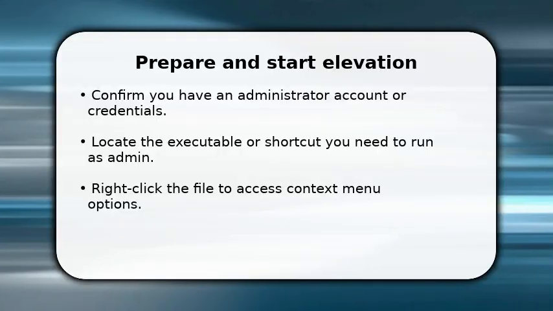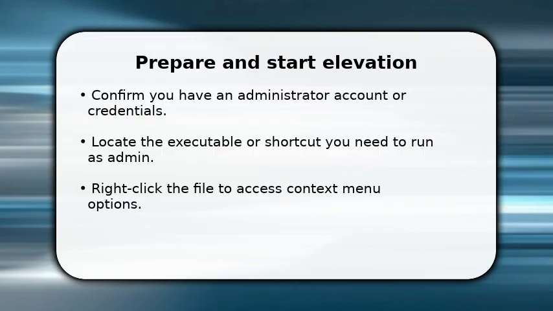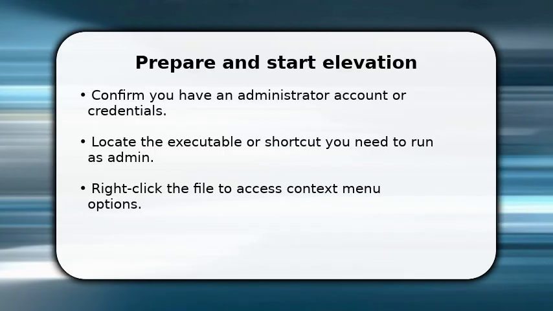You start by making sure you have admin credentials and the target file visible. Once done, right-click the executable or shortcut. This opens the context menu where elevation options live. Make sure to pause and note the file path in case you need to navigate there again.